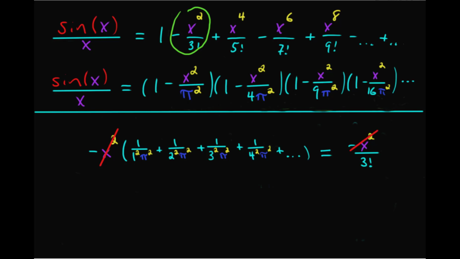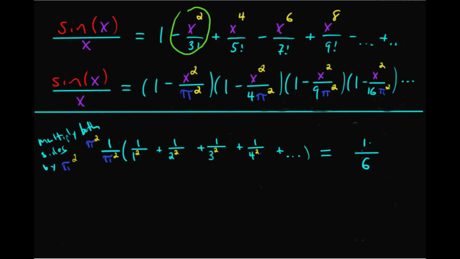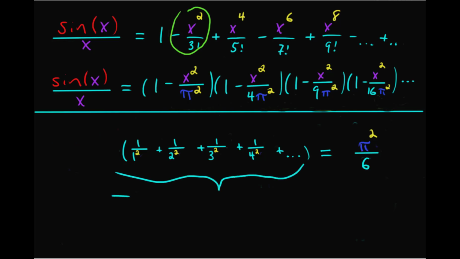So we can set these two things equal to each other and cancel out the minus x squared from both sides of the equation. Now I'm just going to factor out that pi squared from the denominator of all those terms on the left-hand side, and I'm going to rewrite 3 factorial as 6, which is what it equals. And then I'll multiply both sides of this expression by pi squared, and so I get that the expression 1 over 1 squared plus 1 over 2 squared plus 1 over 3 squared plus 1 over 4 squared plus ... equals pi squared over 6. But the expression on the left-hand side of that equation is just zeta of 2.